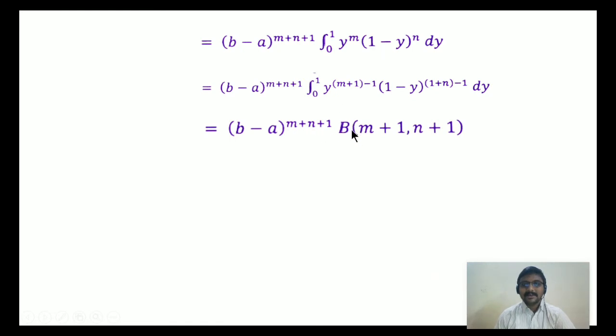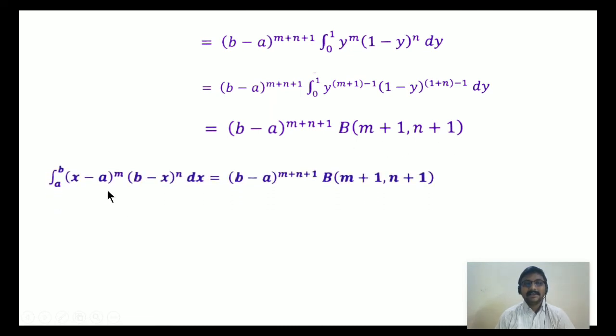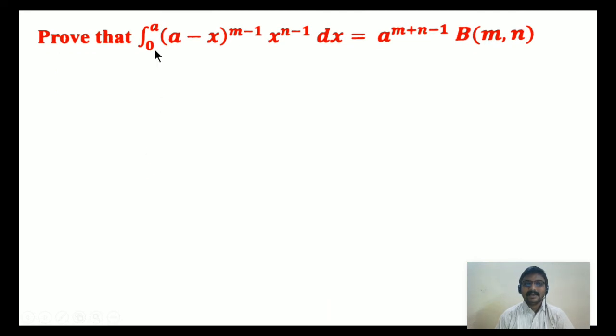Now it is nothing but, by the main definition of the beta function, that beta of m, n is integral 0 to 1 y to the power of m minus 1 into (1 minus y) whole to the power of n minus 1 dy. But here m is replaced with m plus 1 and n is replaced with n plus 1. So the integral is nothing but beta of m plus 1 comma n plus 1. So thus the required statement is clearly proved. Hence proved.